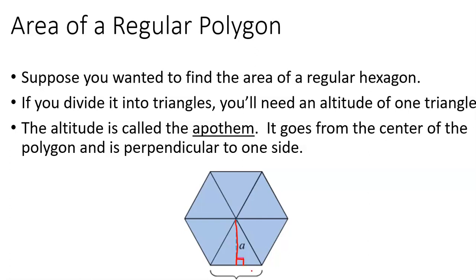Well, there's a name for that altitude. It's actually called the apothem, but sometimes people mispronounce it as the apothem, which sounds like a little furry creature that crawls across your front lawn. But no, this is the apothem. It goes from the center perpendicular to one side.